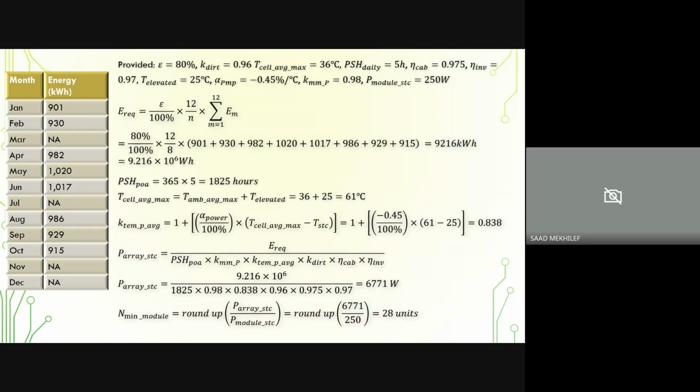You see here, assume that 80% of power is provided by PV panels, dirt maybe 4% losses. The temperature is around 36 degrees. We have 5 sun hours a day. Losses in the cable, the efficiency is 97.5, so there is around 2.5% losses. Inverter efficiency 97 means 3% losses.